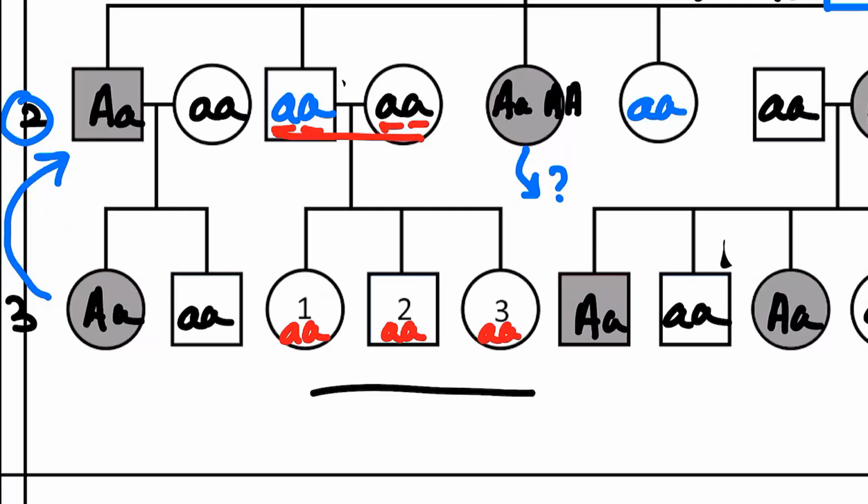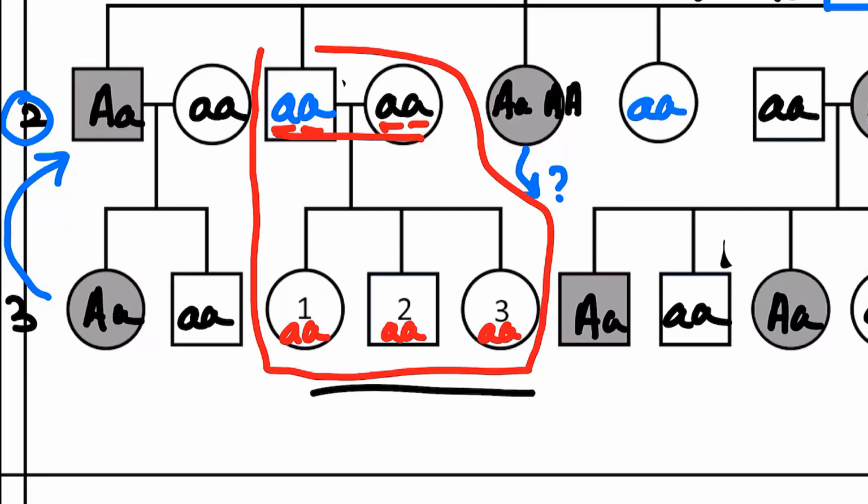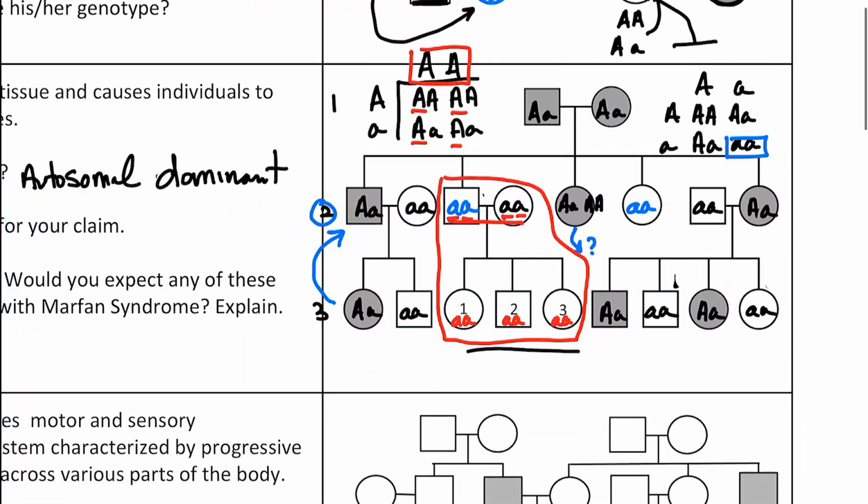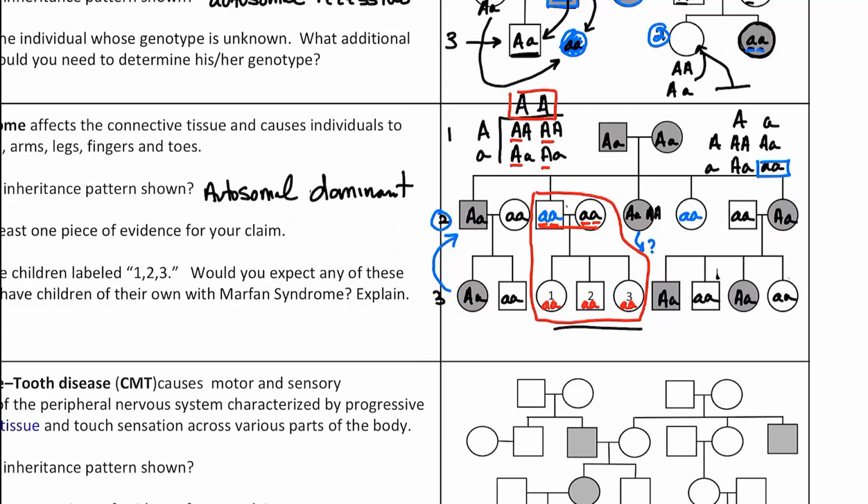And again, you could probably use this as another way to explain your evidence that this is an autosomal dominant inheritance pattern. Easy for me to say. Moving on to the next one.